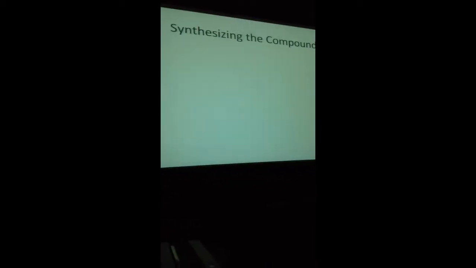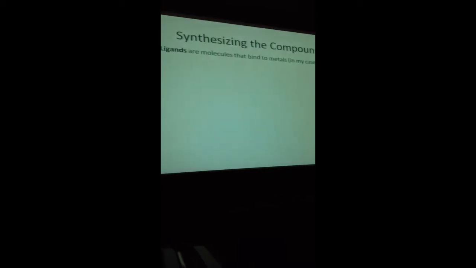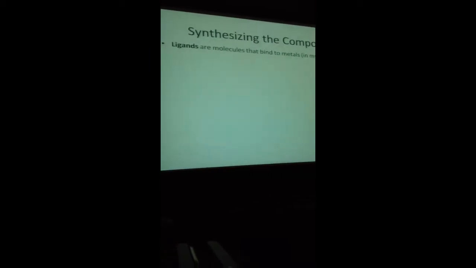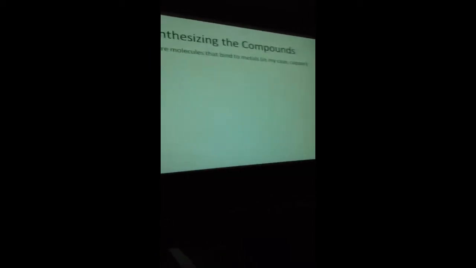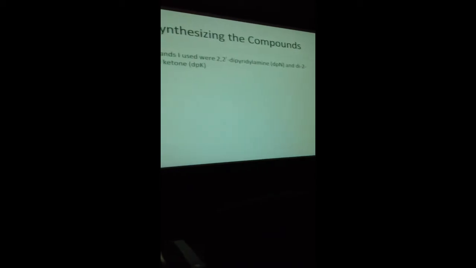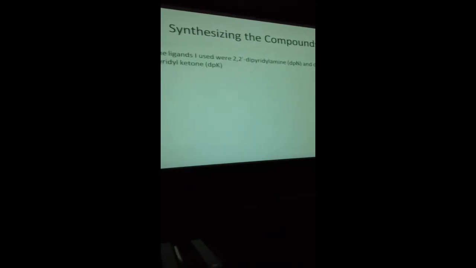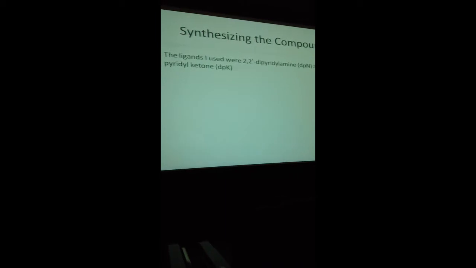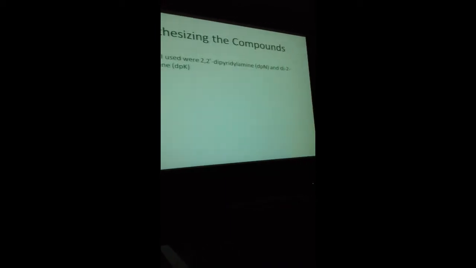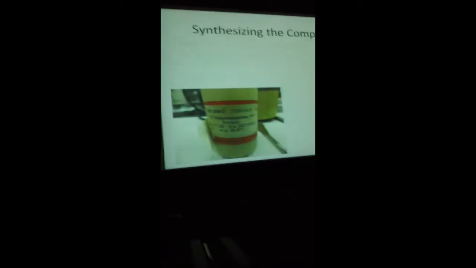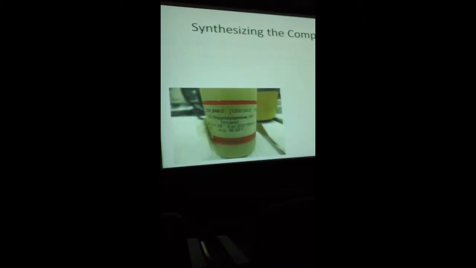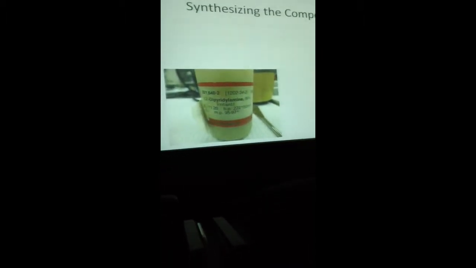So, synthesizing the compounds. Ligands are molecules that bind to metals. I was using copper as my metal, and the ligands I was using, or the molecules that were binding to my copper, were called 2,2'-dipyridylamine, or DPN, and di-2-pyridyl ketone, or DPK. These are molecules that you buy already made.